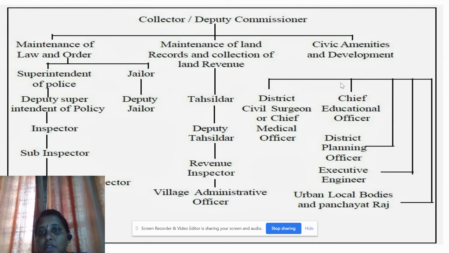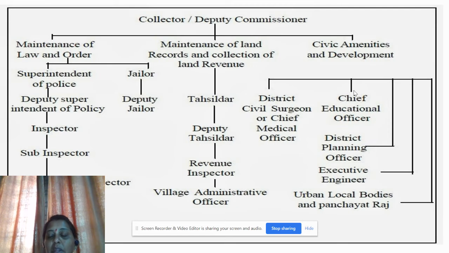Now, the district planning officer, whose work is to plan for the good development of the district. And the executive engineer works for the entire upcoming buildings or any other new constructions which are going to happen. He looks into whether the rules are followed properly or not.